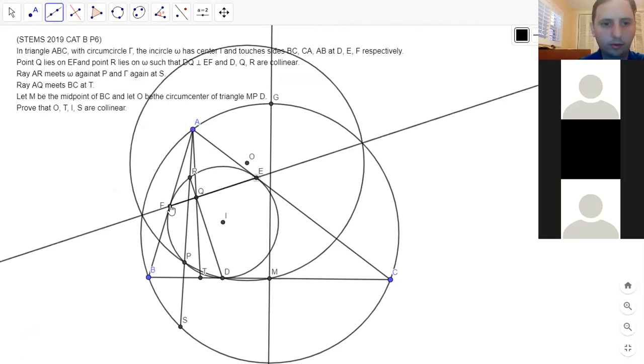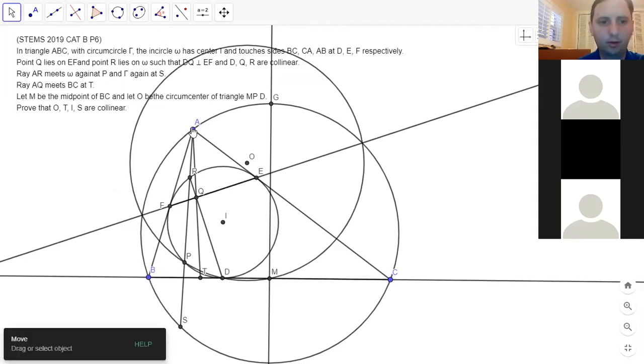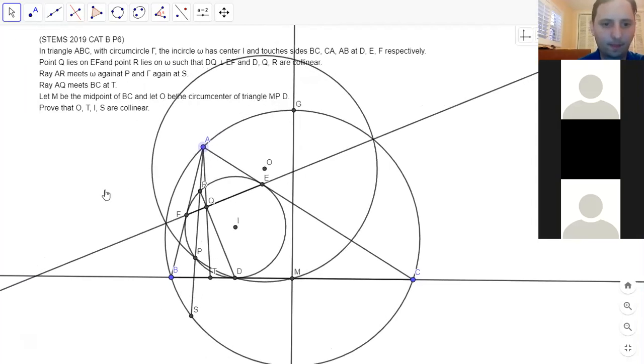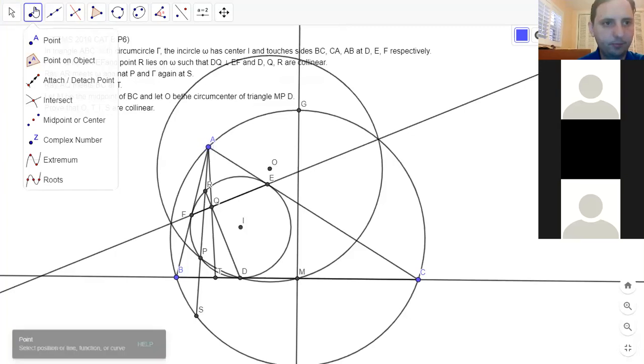Okay, so we'll intersect EF with BC. I wonder if EF is the radical axis of these two circles. Yeah, it is.